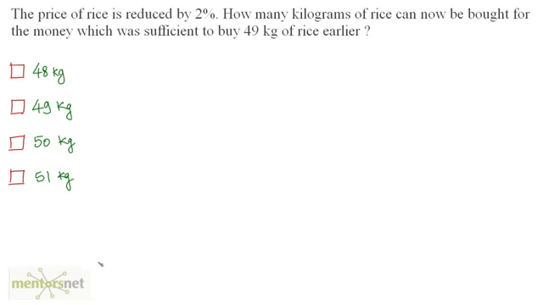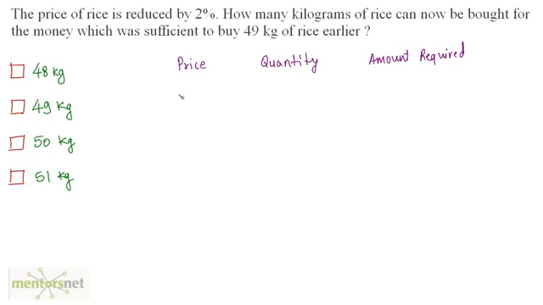If the price of rice is reduced by 2%, how many kilograms of rice can now be bought for the money that was sufficient to buy 49 kgs of rice earlier? Okay, let us put it this way. We have the price, the quantity, and the amount required.